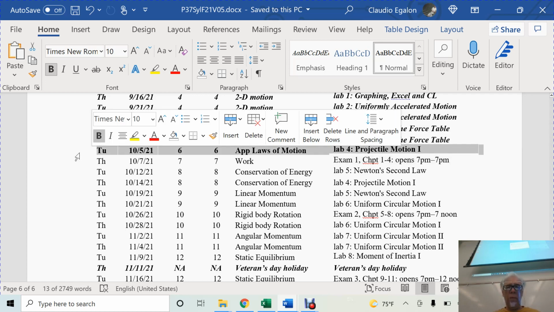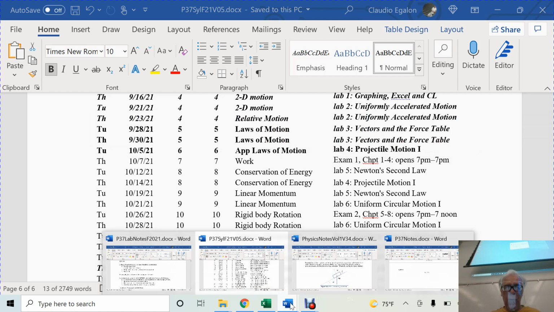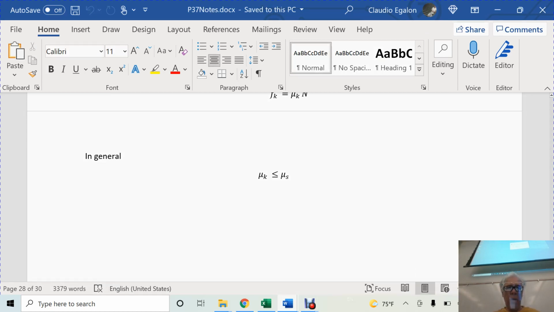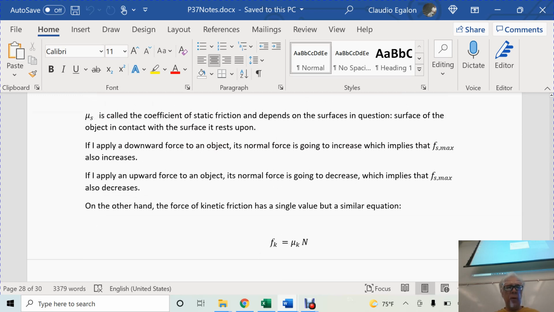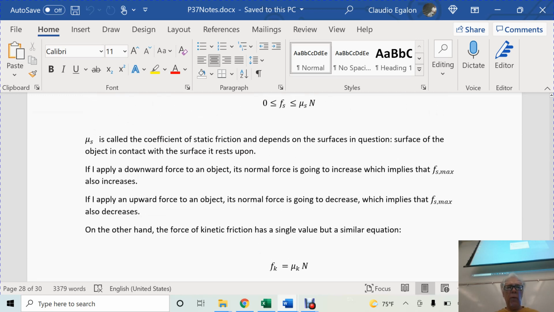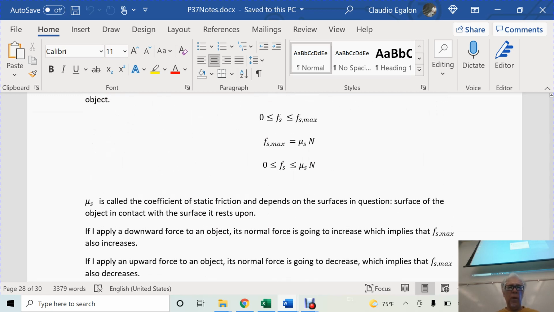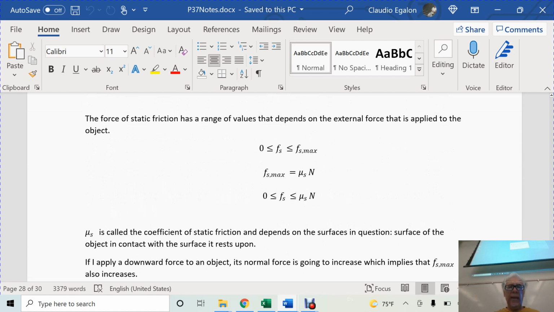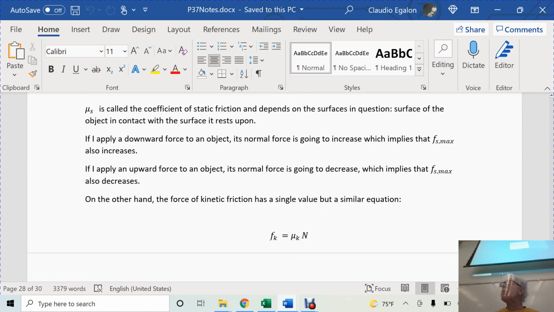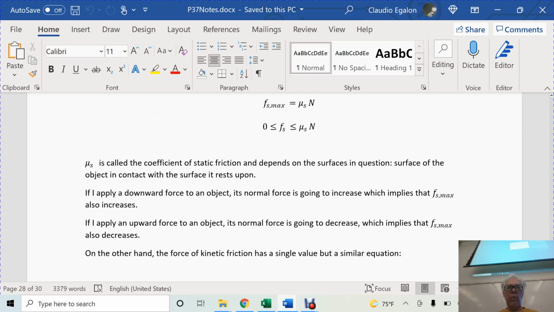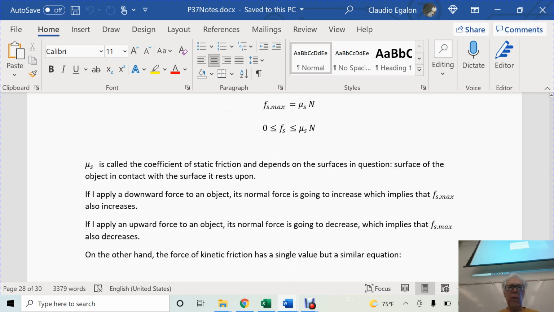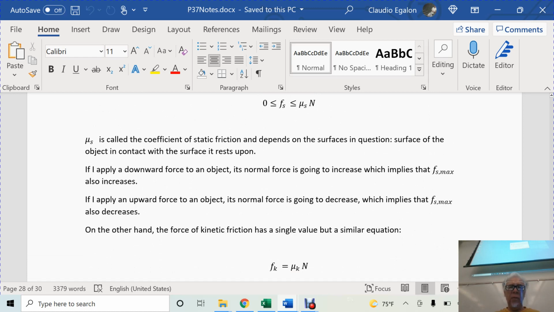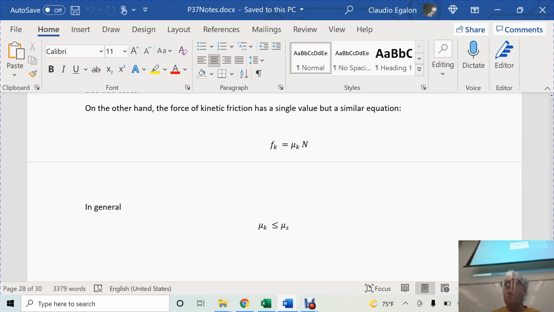Okay, so let's just review quickly what we were doing last time. We're talking about the coefficient, the force of friction, force of static friction, and force of kinetic friction. Now that you know how those two forces behave, we can start solving some problems involving friction.